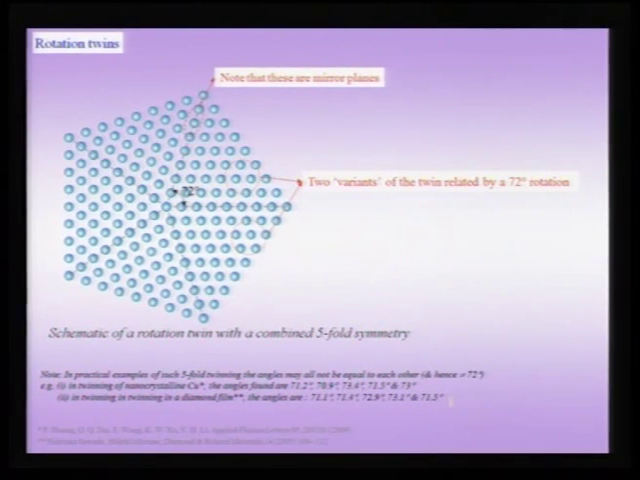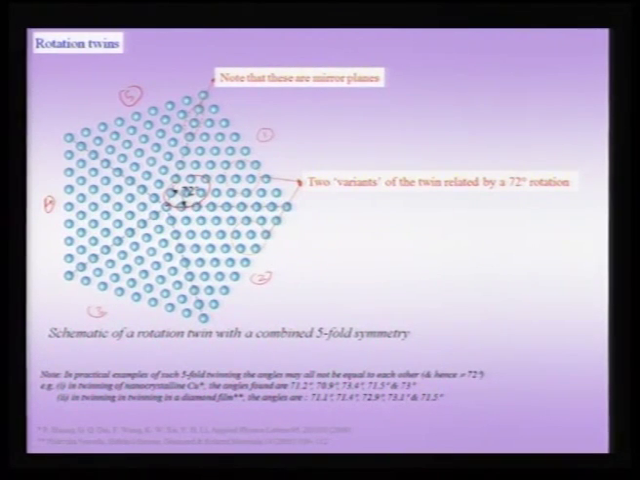As I told you, twins can be created by other symmetry operations like rotation, and in this figure we see how a rotation twin is created. In this rotation twin we have five variants, so we can label these as the first variant, the second variant, the third variant, the fourth variant, and the fifth variant. Therefore, there are five variants, and if you think of a rotation axis which passes through the center of this figure, then you can think of one crystal rotated with respect to the other crystal, and the rotation is approximately 72 degrees.